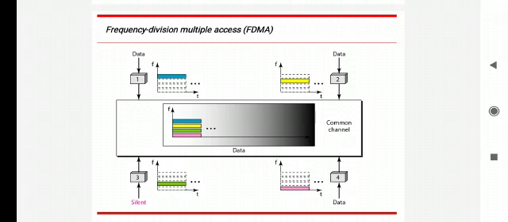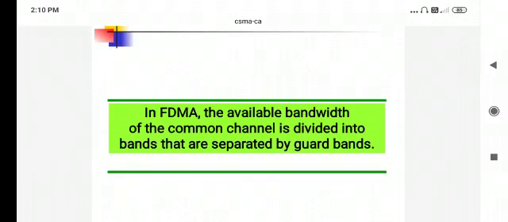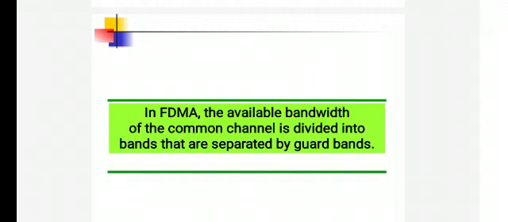Each station also uses a band pass filter to confine the transmitter frequencies. To prevent station interferences, the allocated bands are separated from one another by small guard bands. This figure shows the idea of FDMA. In FDMA, the available bandwidth of the common channel is divided into bands that are separated by guard bands.